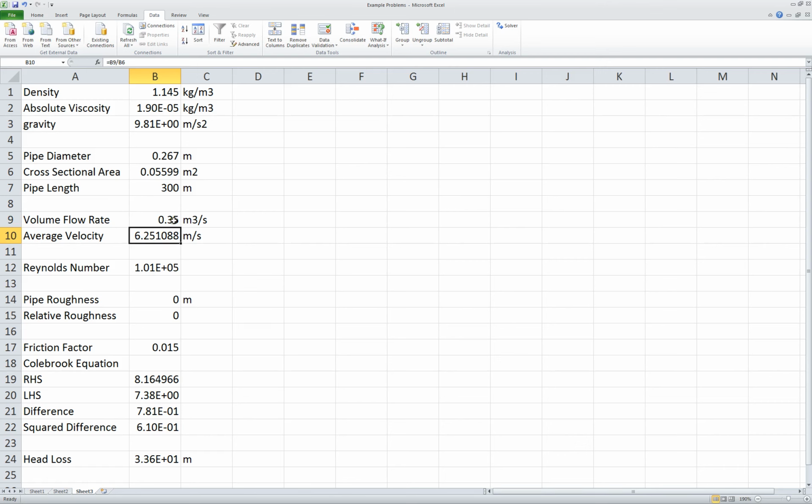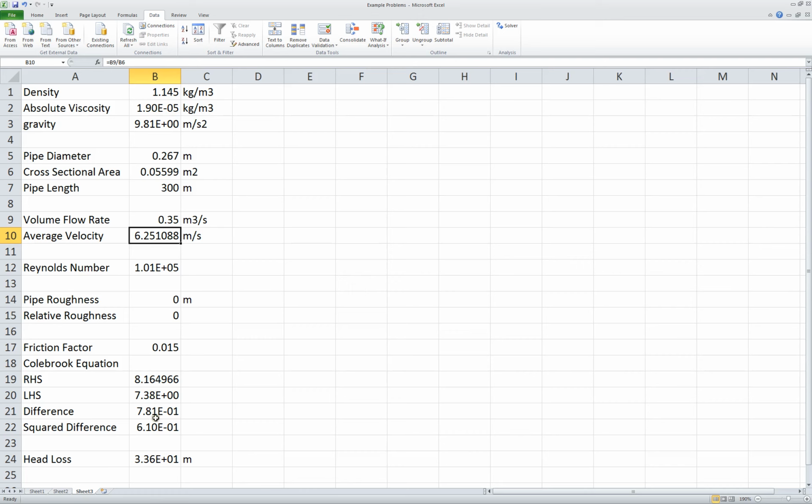And I've used that value to calculate the Reynolds number as well as this Colebrook equation and our head loss. We see that based upon that guess of 0.35 cubic meters per second, our head loss is going to be about 33 meters.